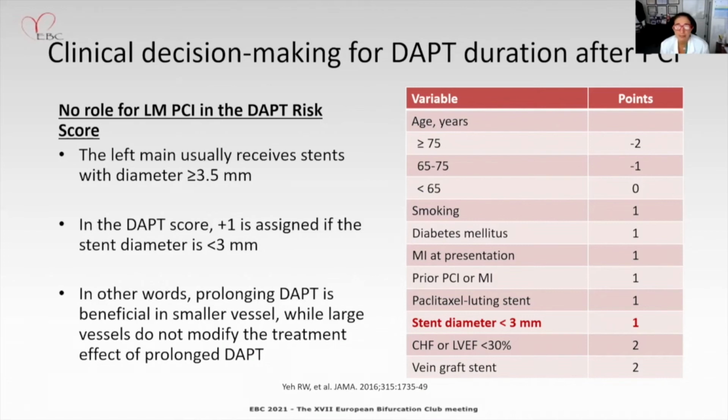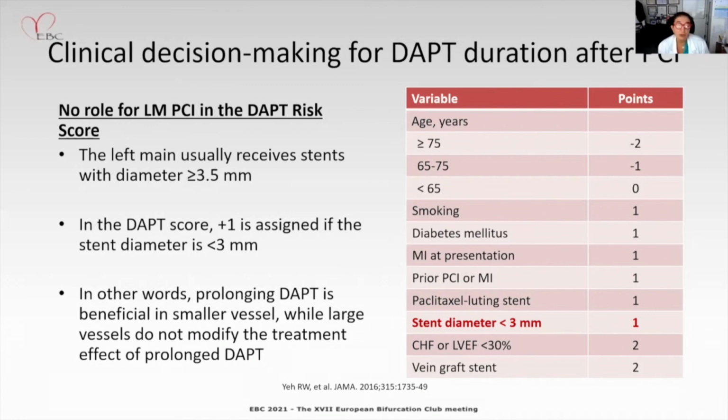And what I have here is the DAPT score that has been shown to be very interestingly applied, even though I believe the DAPT score is for patients who've tolerated a year of the antiplatelet therapies. But when we look at the DAPT score, there's no role for left main. These stents are usually large in diameter. And as you know, in the DAPT score, there is a +1 score assigned to the stent diameter less than 3 millimeters, but that's not really what we're seeing in left mains. Usually they're larger than that.